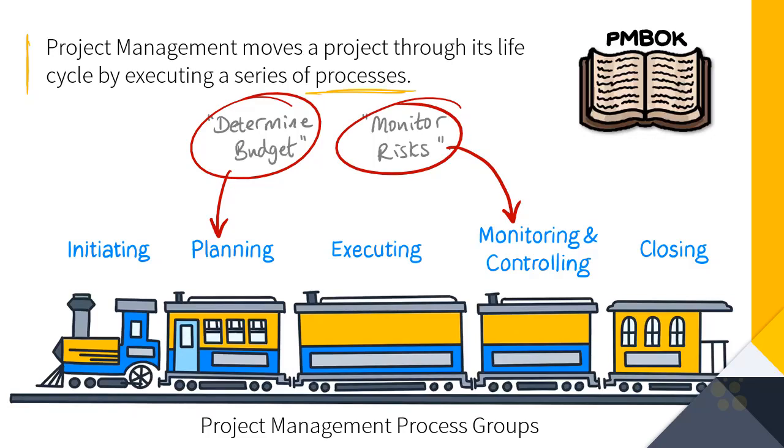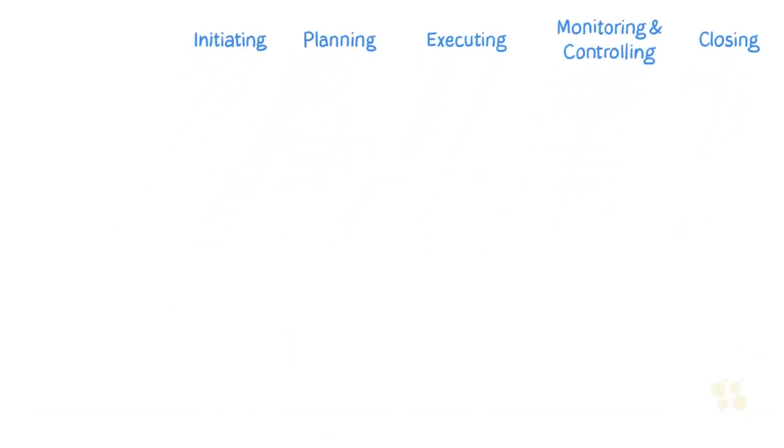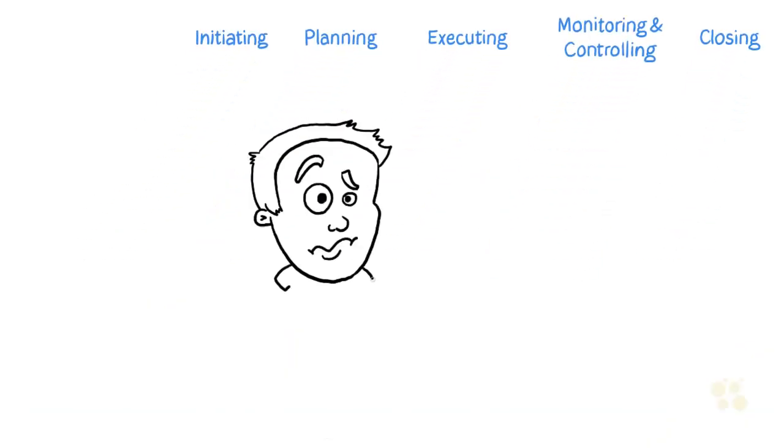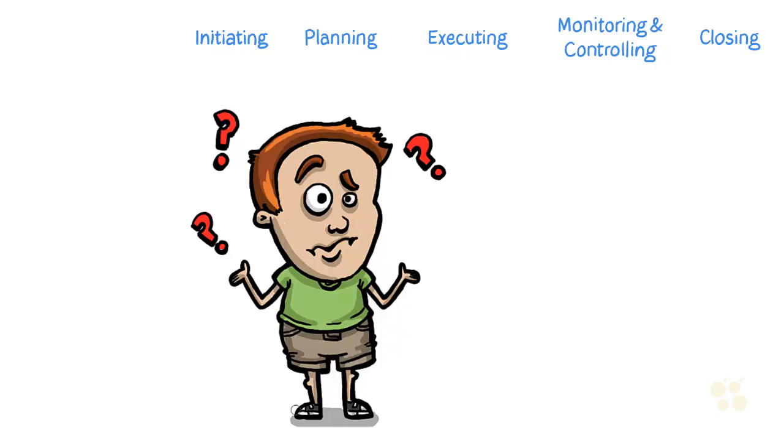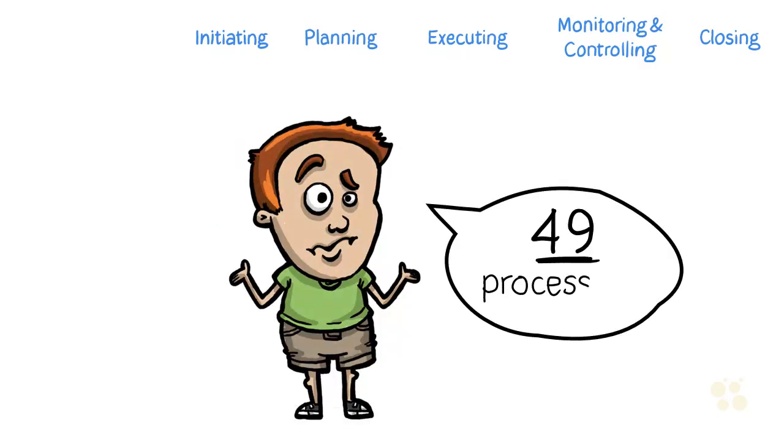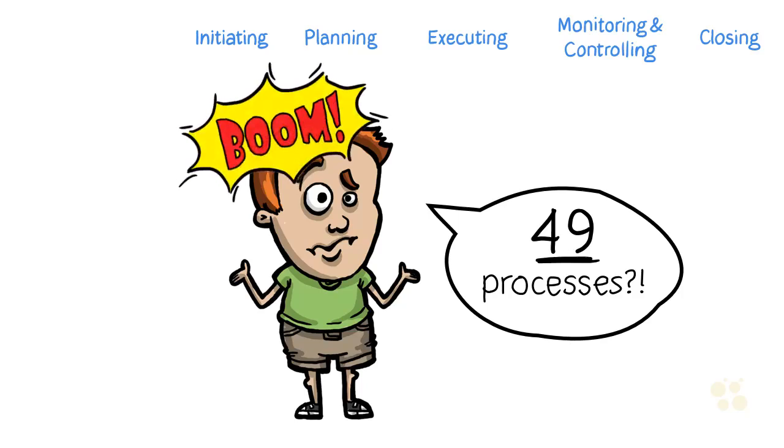So if we were to organise all of these processes into a table, then the process groups would be the column headings. But this is where I have to break the news to you that there are 49 processes that the project manager and their team might use to move the project along. Yes, you read that right, 49 processes. And if you are interested in certification from the PMI, you will need to be pretty familiar with them. The exam will test you on them, and that's why this has the potential to blow your mind. But don't worry, I'm going to help you.